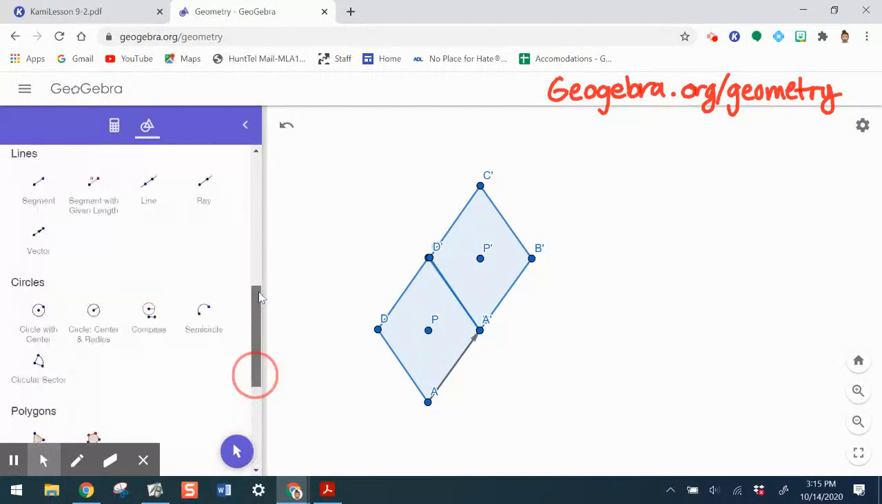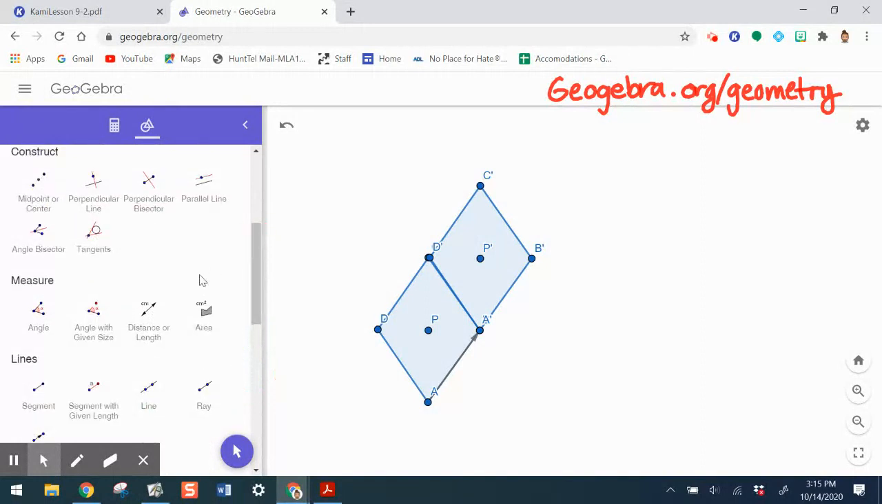The next thing I want to show you, and what makes GeoGebra so cool, is we were also told that a translation is a rigid motion which preserves size and shape. Well, we can kind of see that the shape is preserved. It still definitely looks like a rhombus.